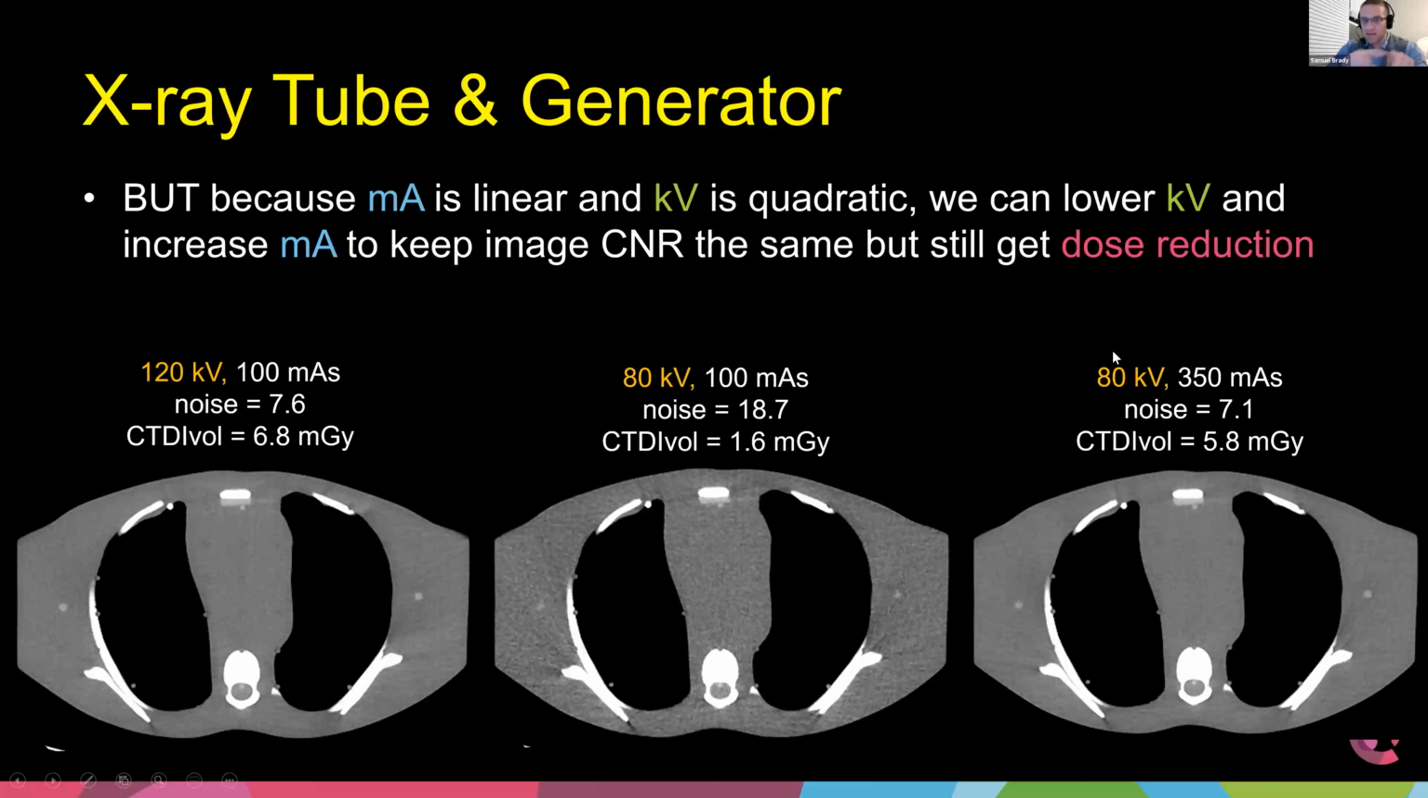But because kV changes as a quadratic, whereas mA changes linearly, look at my volume CTDI. It didn't go up as fast. So at 80 kV, I will have better image contrast. My iodine-enhanced contrast tissue will pop better. I'll be able to see smaller contrast-enhancing structures better. The noise content will be mostly the same, but I did get a dose reduction. And so that is one of the benefits of using lower kV.